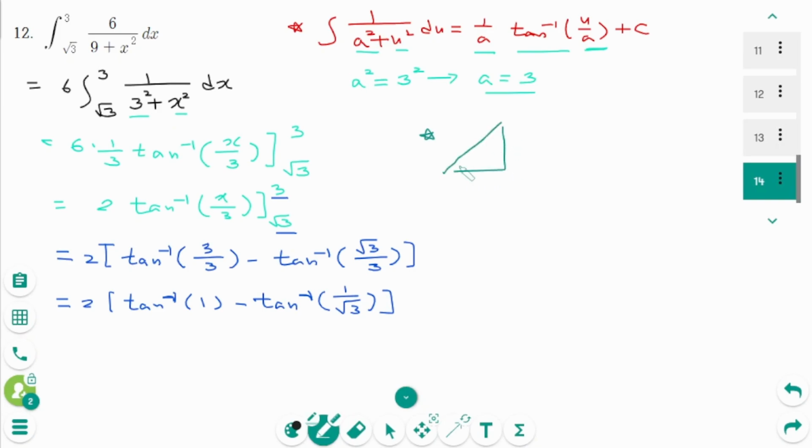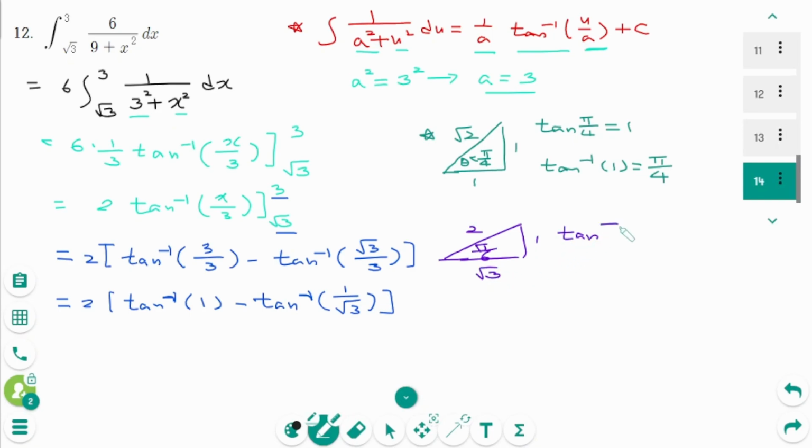When theta equals pi over 4, the ratio of the triangle is 1, 1, and square root of 2. Then tangent pi over 4 equals 1. That means arctangent of 1 equals pi over 4. When theta equals pi over 6, the ratio of the triangle is 2, 1, and square root of 3. Then tangent pi over 6 equals 1 over square root of 3. That means arctangent of 1 over square root of 3 equals pi over 6.